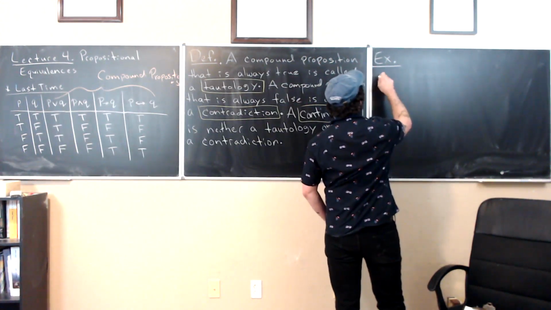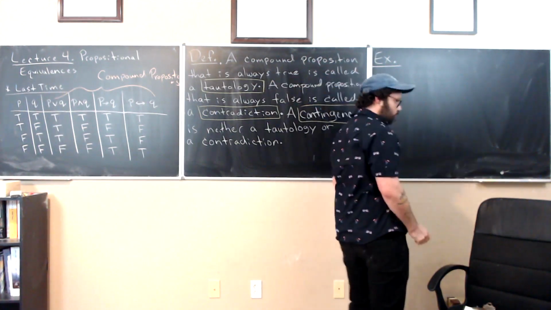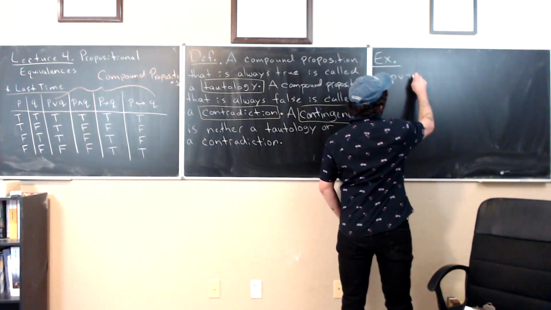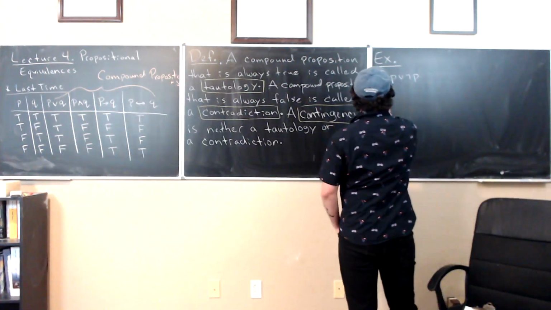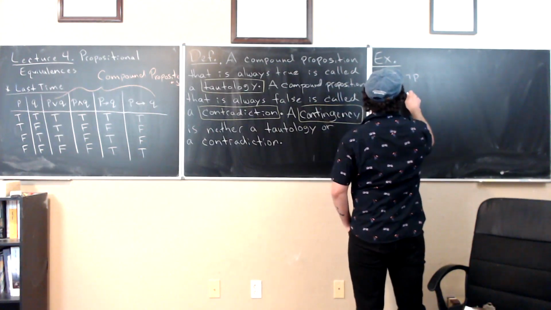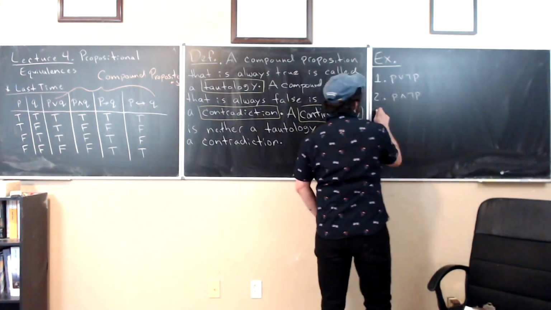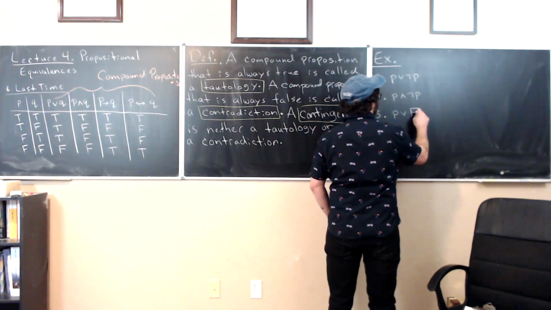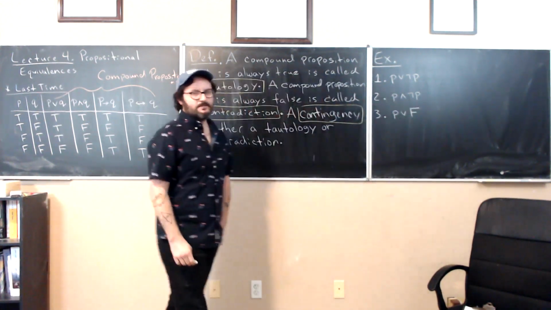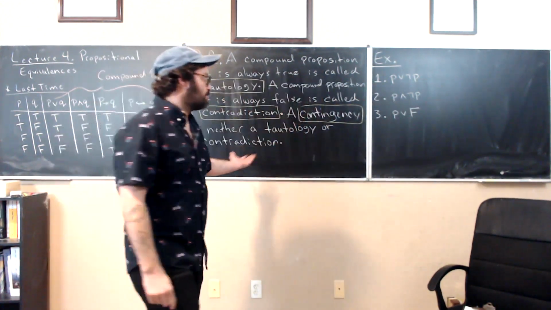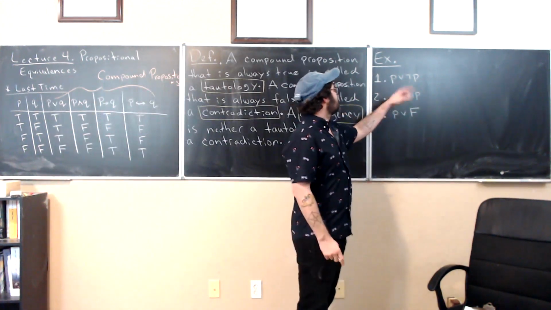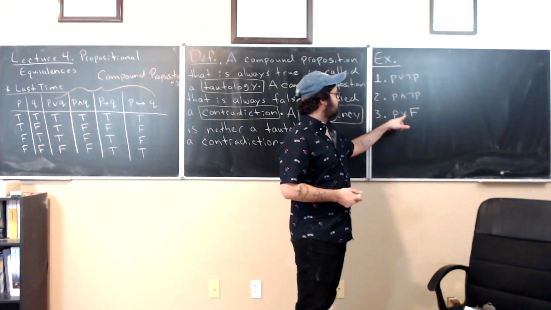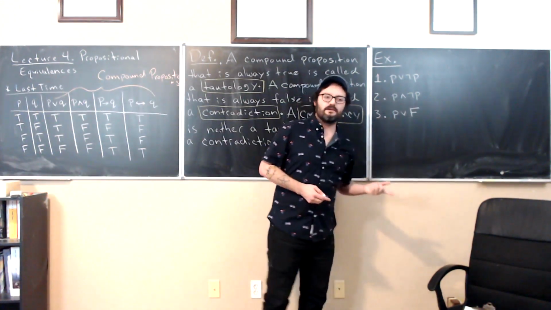All right, so example 1, maybe something like P or not P. Example 2, P and not P. And example 3, P or false. These are compound propositions. We have the disjunction and conjunction between P and the negation of P, and then we also have the disjunction between P and a false value.